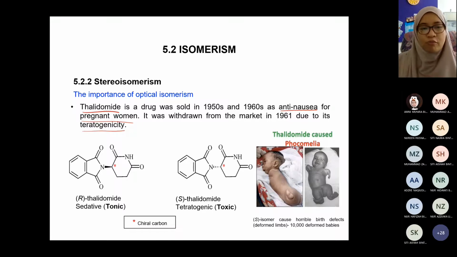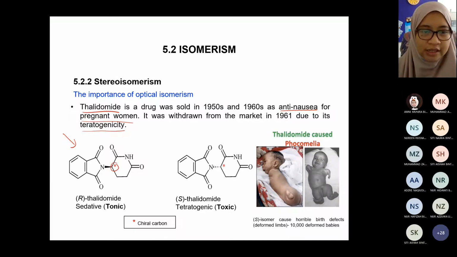Because why? Thalidomide turns out to be chiral molecule. Okay, it's a chiral molecule. Okay, we focus on this. This is the structure of thalidomide. Okay, of course it is more complicated than the one that we have in example just now. Okay, the cyclic and whatnot. Okay, just to highlight this carbon here. This carbon is considered as chiral.